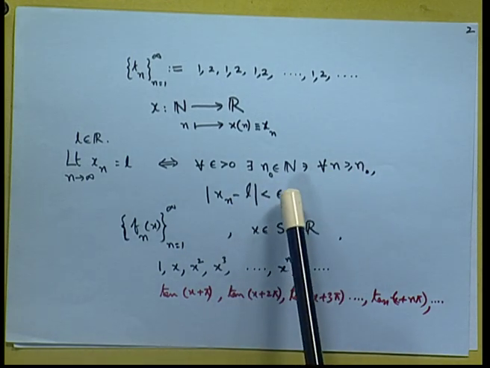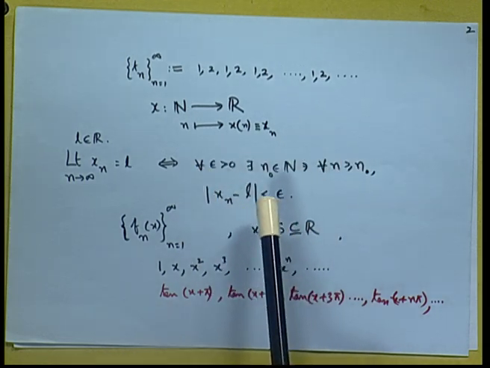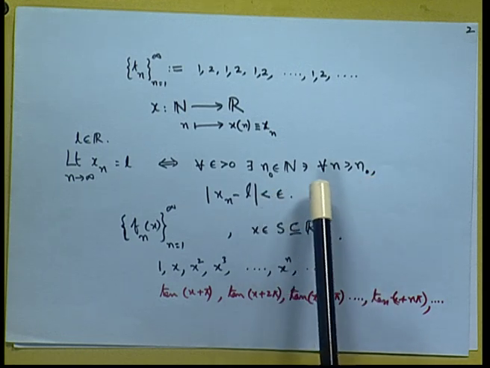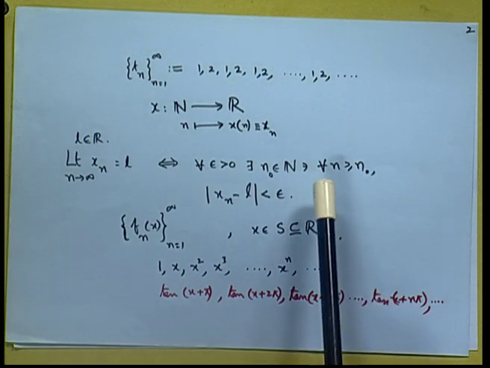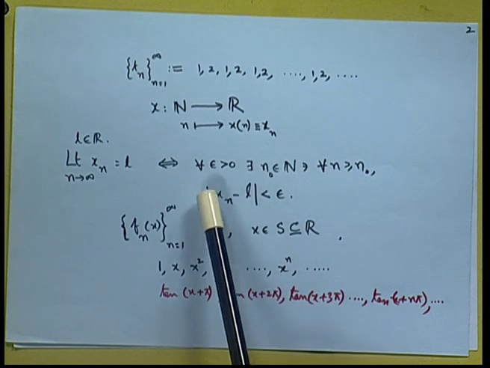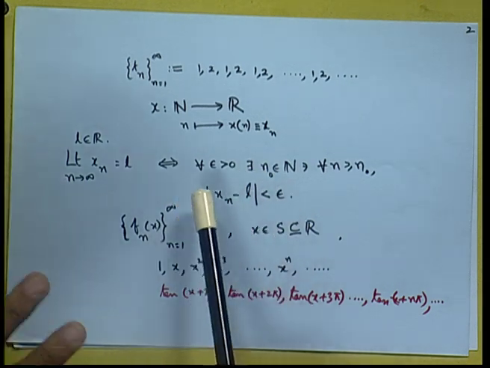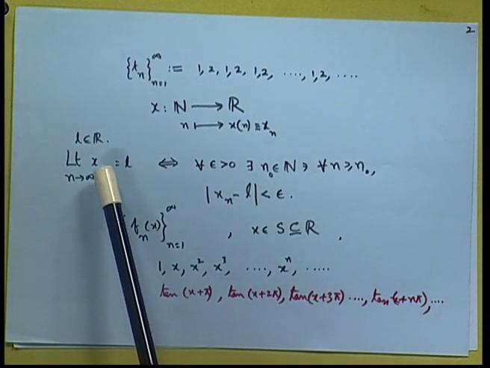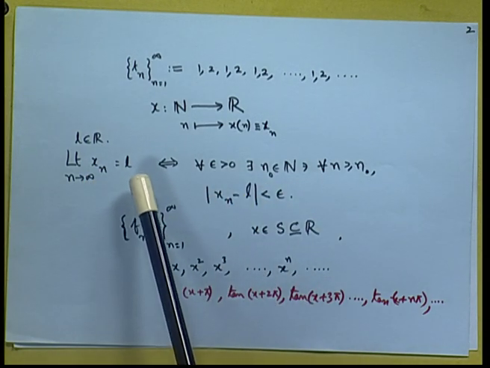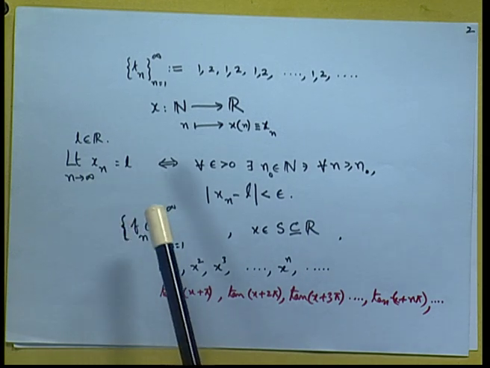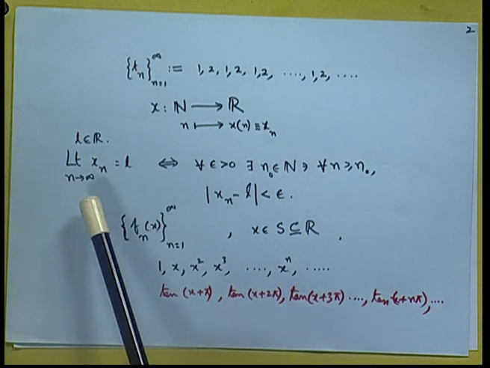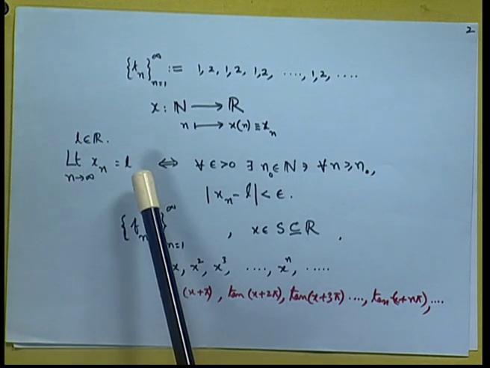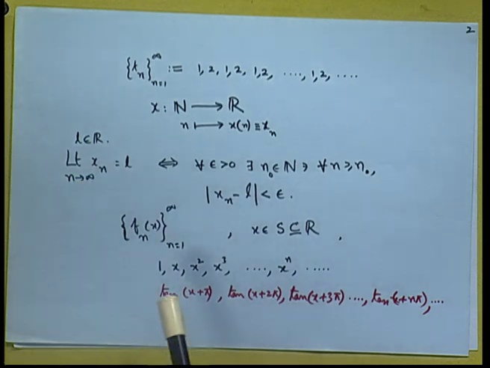Here, in this definition, the remaining values x1, x2 up to x n naught minus 1 need not be in this epsilon neighborhood of L. And this must be true for every epsilon positive. If this is the case, we say the sequence xn converges to the limit L, and we say the sequence xn is convergent, and we write limit xn as n goes to infinity is equal to L, and we call L a limit of the sequence xn.